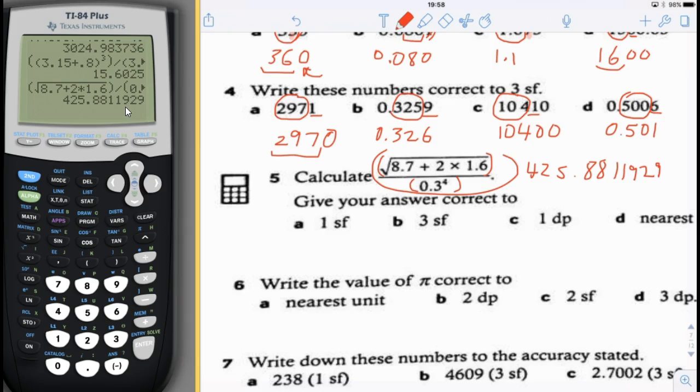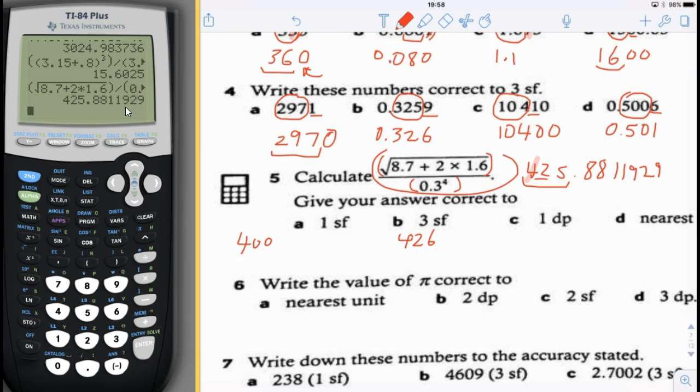Okay. Give your answer correct to one significant figure. So we just want that. Would the 2 cause the 4 to round up to a 5? No, so it would just be 400. Okay? Three significant figures. Then we're going to keep 425. Does the next number 8 cause the 5 to round up to a 6? Yes, it does.